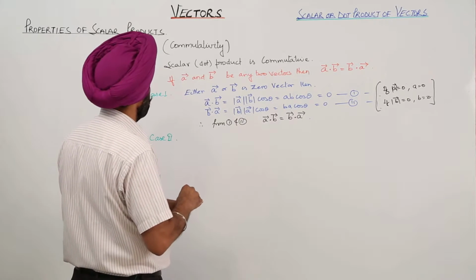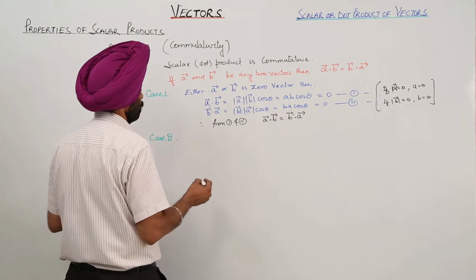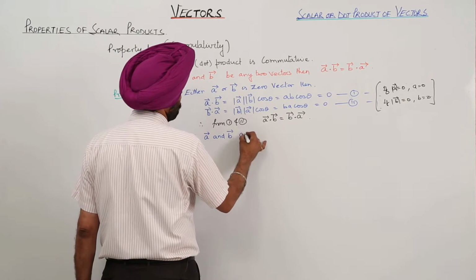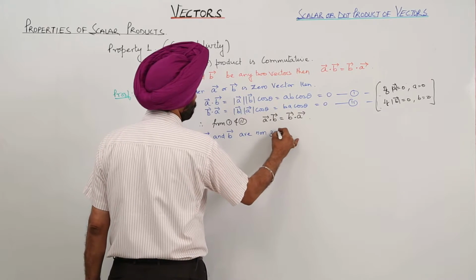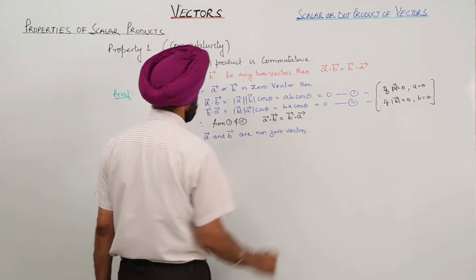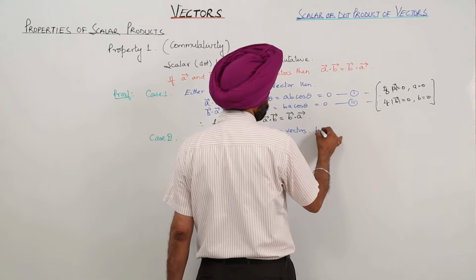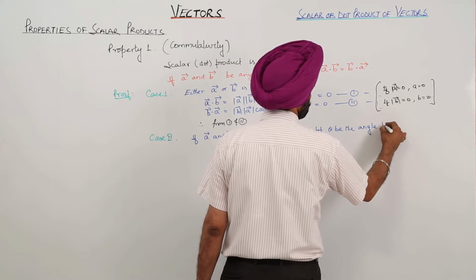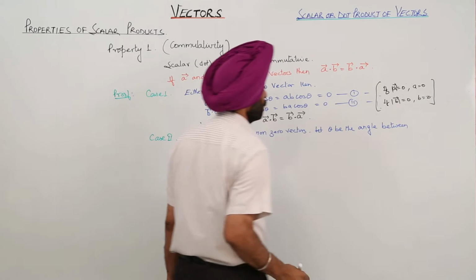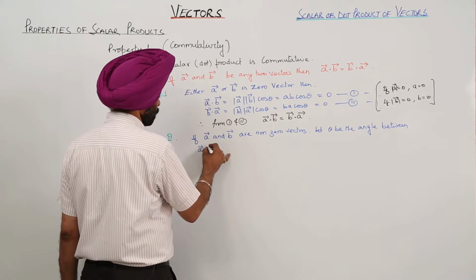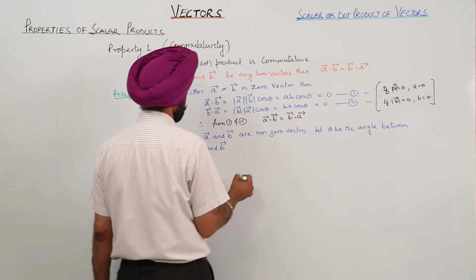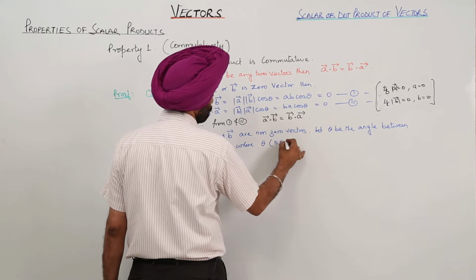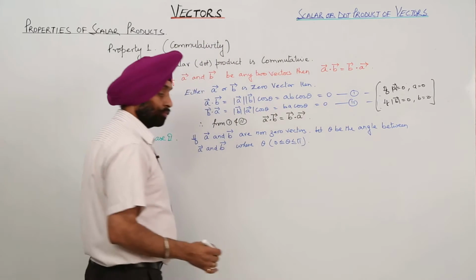Case 2, what it says? If vector A and vector B are non-zero vectors, let theta be the angle between vector A and vector B, where in general theta is what? Less than or equal to pi.